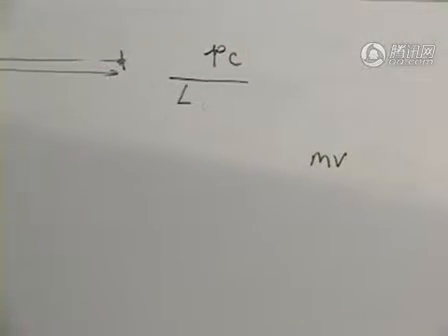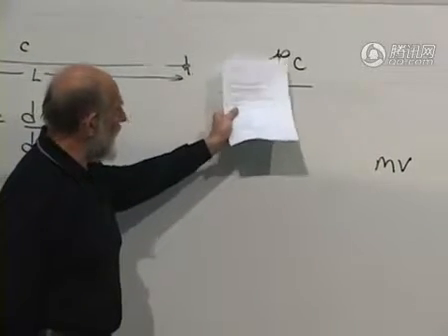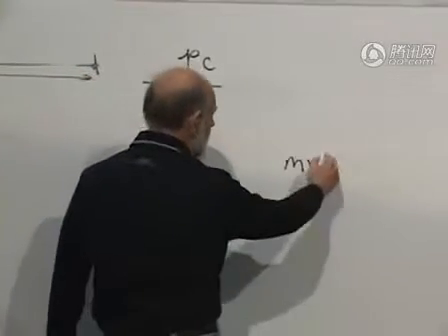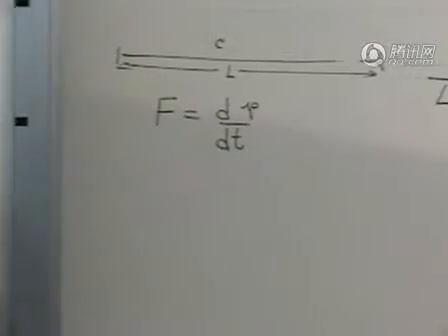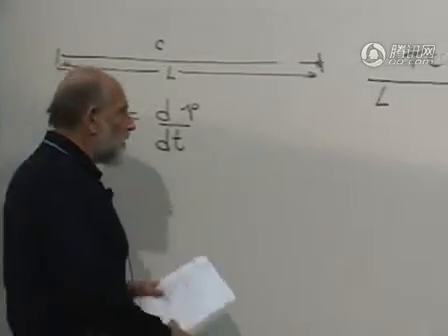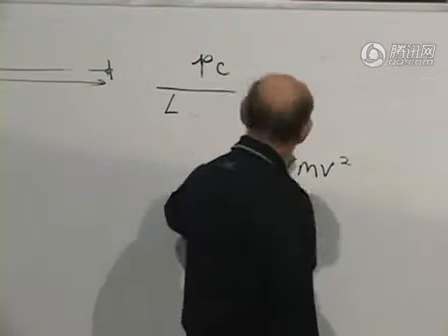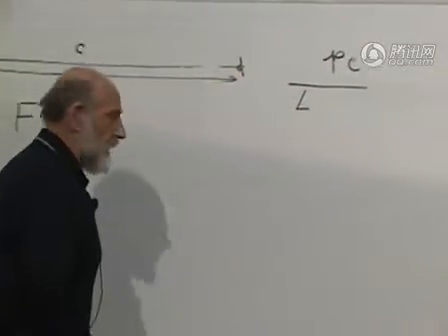Supposing we multiply that by another velocity. Here's momentum, and we're multiplying it by another velocity. Then it will have units of mv squared. But mv squared obviously has units of energy. It's the kinetic energy. So momentum times speed of light does have units of energy, and it is the energy of a photon. Its momentum times its velocity is its energy.